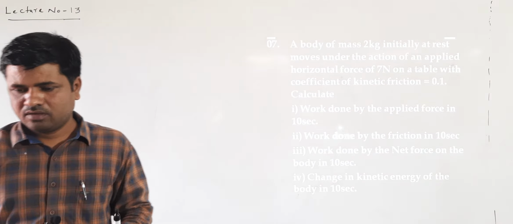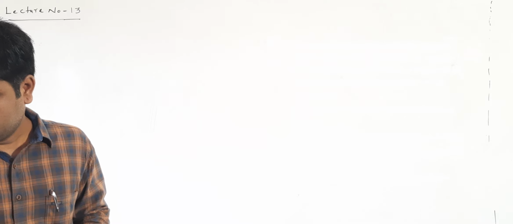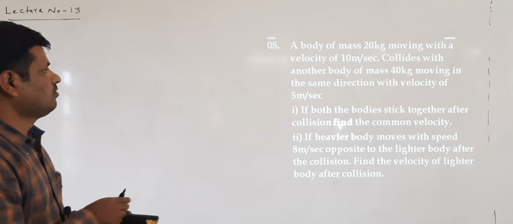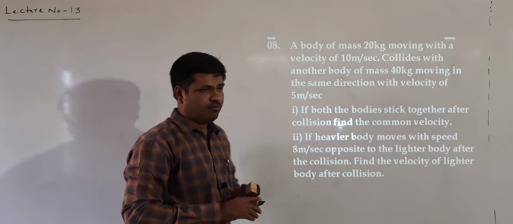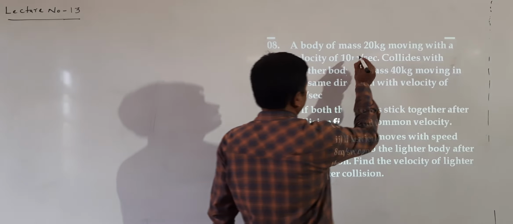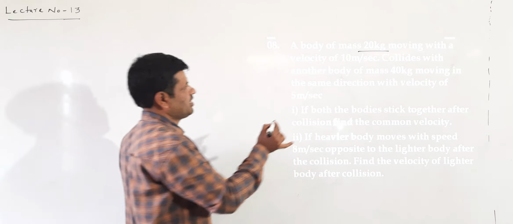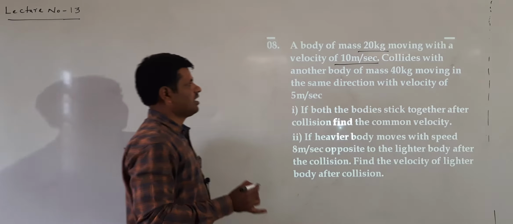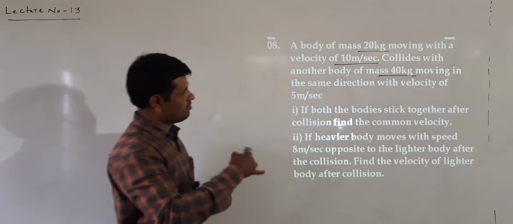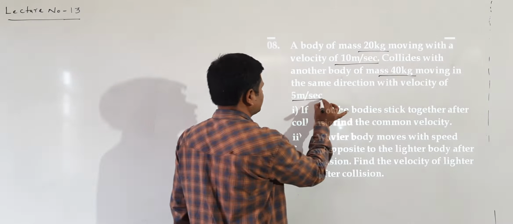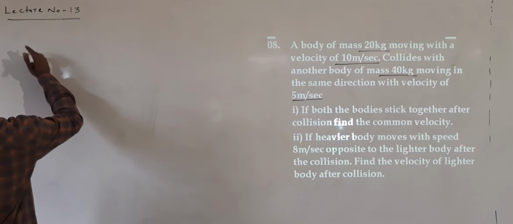Next, we will go to the 8th numerical. What is the 8th numerical? See here. A body of mass 20 kg moving with a velocity of 10 meter per second collides with another body of mass 40 kg moving in the same direction with a velocity of 5 meter per second. First I am writing all these values here.